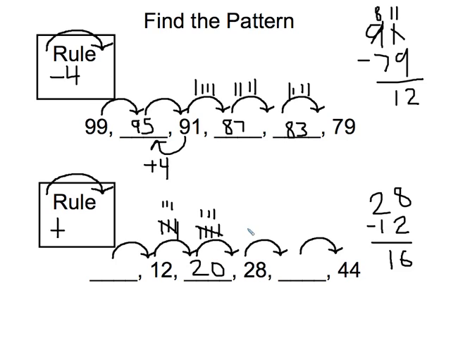Keep going forward, 28 plus another 8 would give me 36. Then 36 plus another 8 indeed gives me my 44. When I go backwards, instead of adding 8, I'm actually going to do the opposite of that, which is going to subtract 8. 12 minus 8 gives me 4.